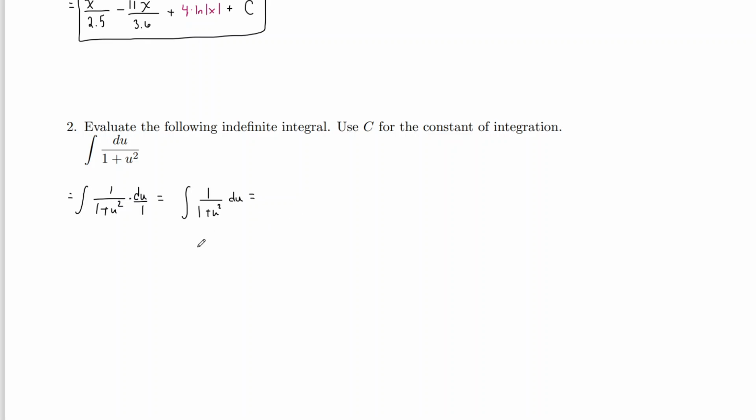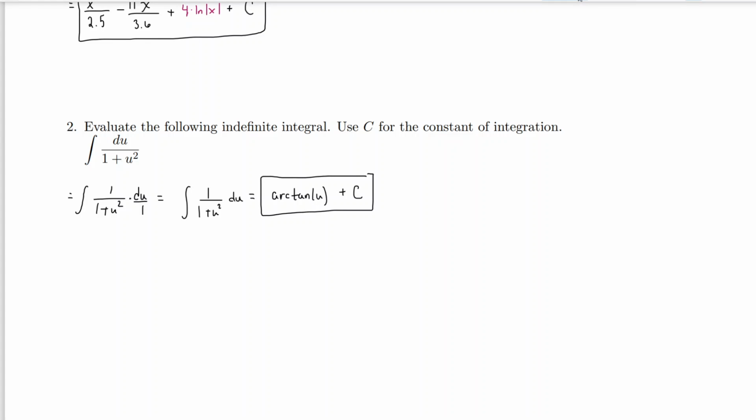But this is actually in exactly a format where you have a formula for already, because this is the derivative of arctan of u. So the integral of 1 over 1 plus u squared is arctan of u. And then we are told to use c for the constant of integration, so plus c.